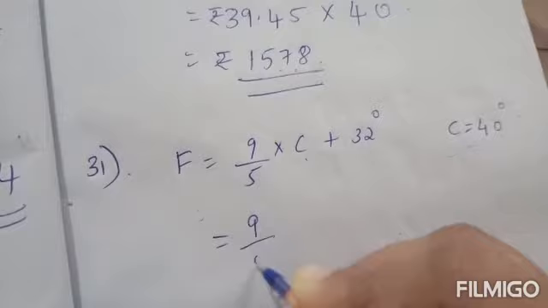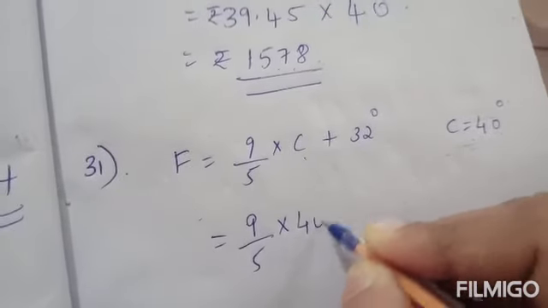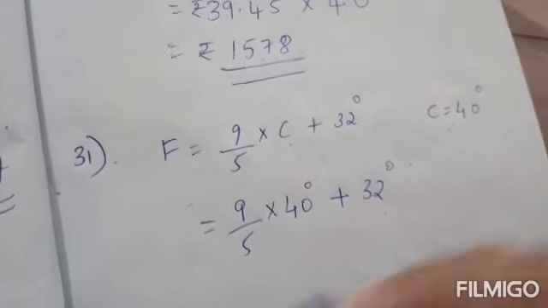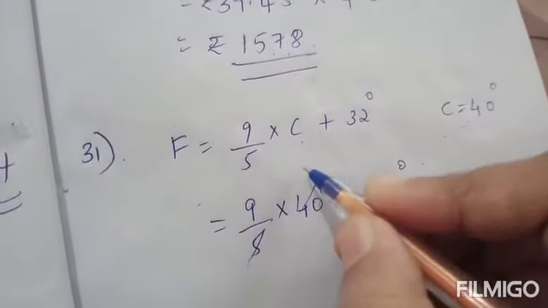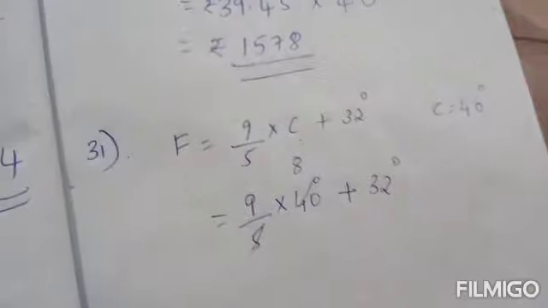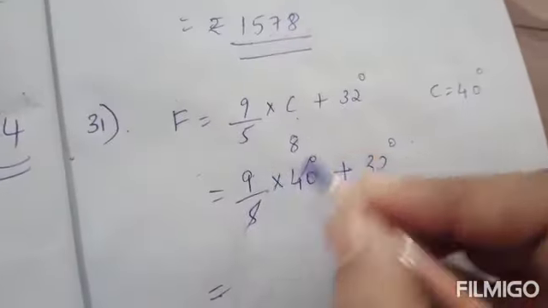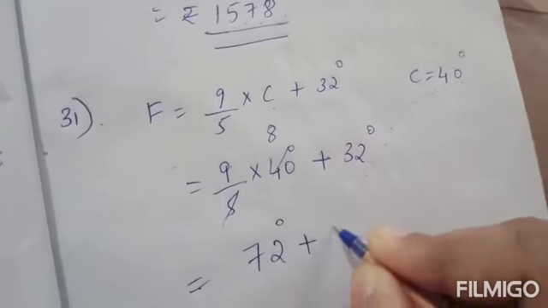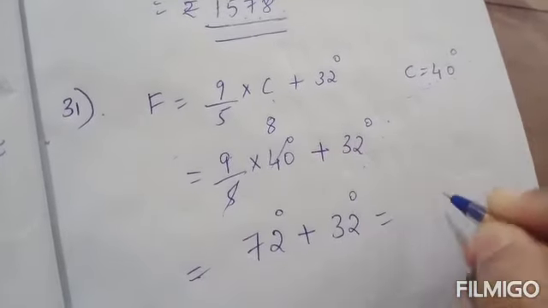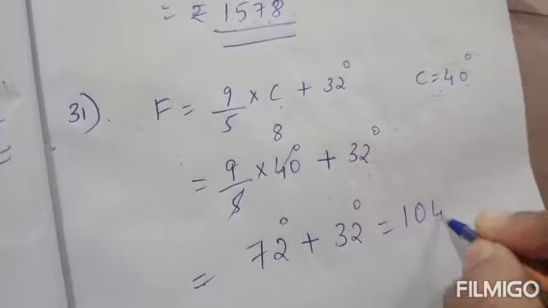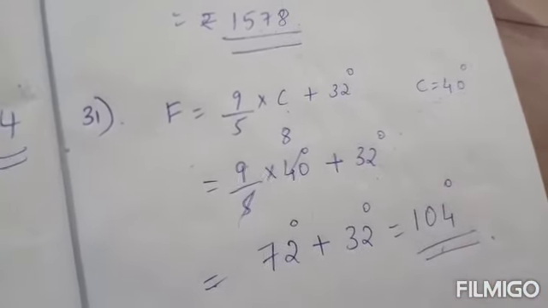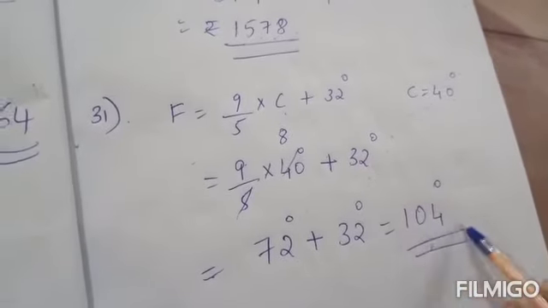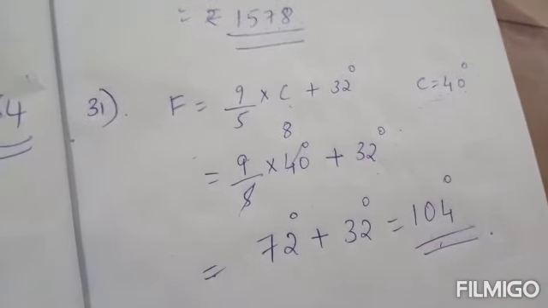So 9/5 into 40 plus 32. 40 degree plus 32 degree. So this is 8. Now 9 into 8, it is 72 degree plus 32 degree. So you will get 104 degree. This is the answer. When C = 40 degree, F will be 104 degree.